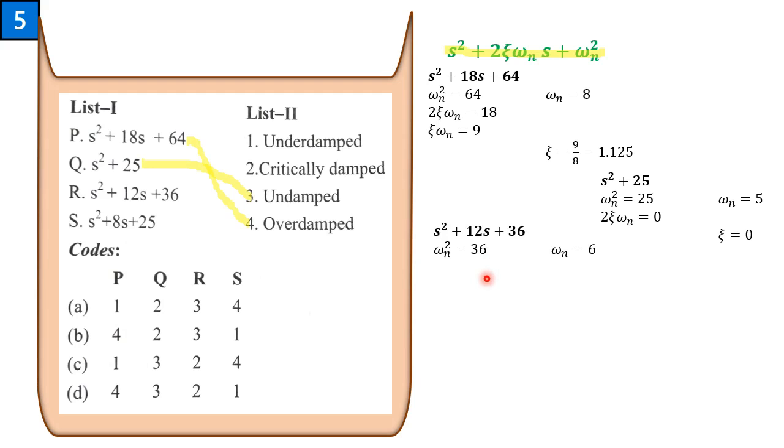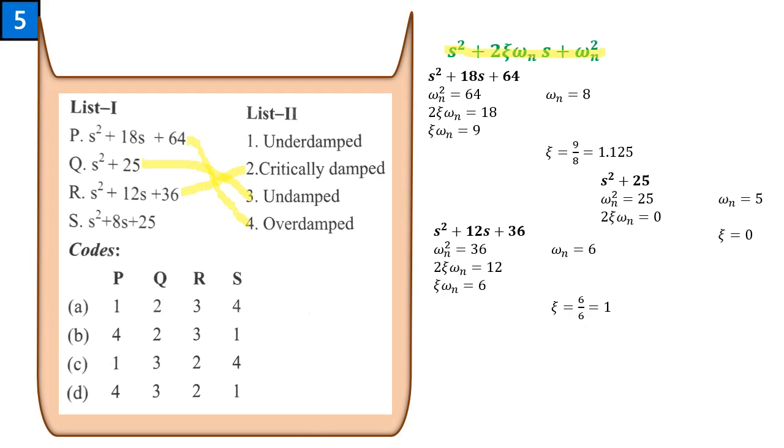Here omega n square is 36, omega n is 6, 2 zeta omega n is 12. So zeta omega n will be 6. Now we have to divide it by omega n. So 6 upon 6 will be 1. So here it is 1. For zeta equal to 1, the system is critically damped. So R will go with 2.